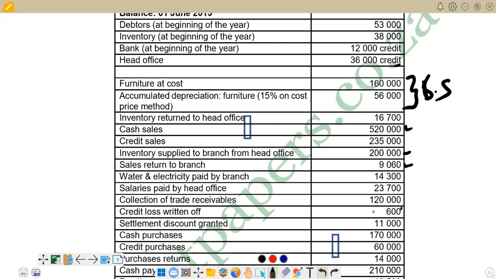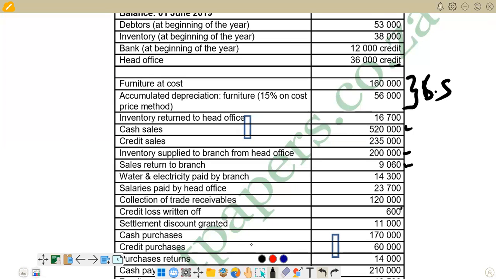We go to the next one. Settlement discount granted, which is 11,000. Again, this one is not going to affect the accounts that we are having there, so we are going to skip it again. Then we go to cash purchases.